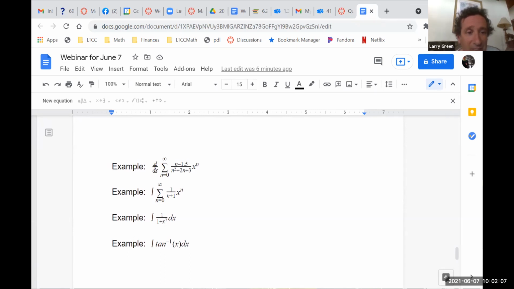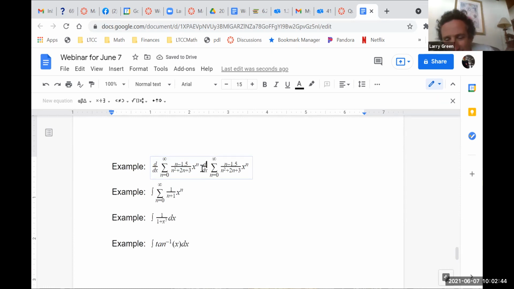Okay, so here's an example. d/dx of the sum from n equals 0 to infinity of (n minus 1.5) over (n squared plus 2n plus 3) times x to the n. All right, does this look kind of messy? It looks messy. It's not. It's clean and easy, and you should smile when you see something like this, especially if you have a computer, because I'm just going to copy and paste.